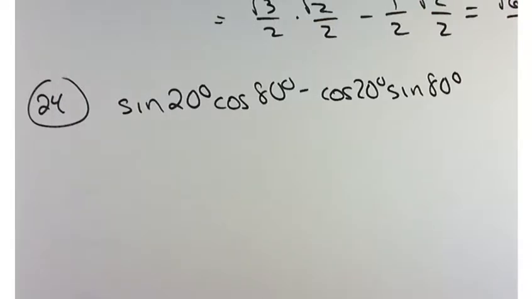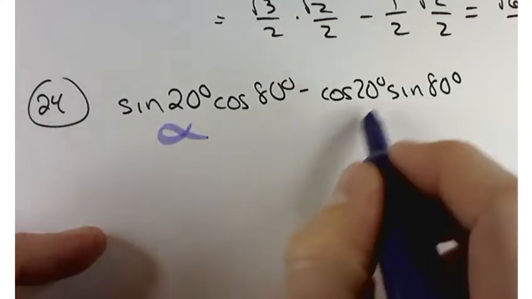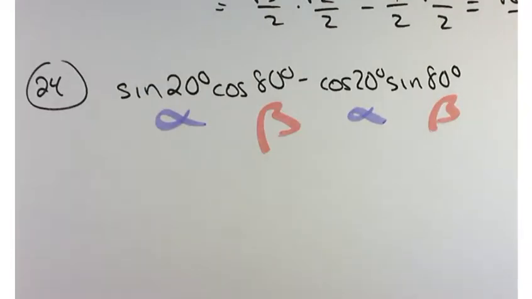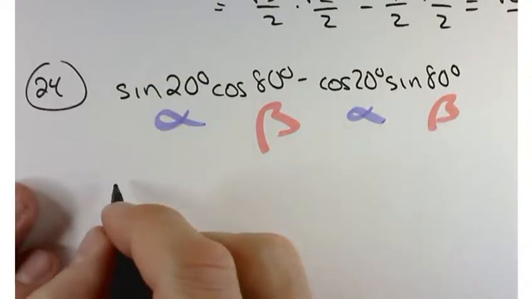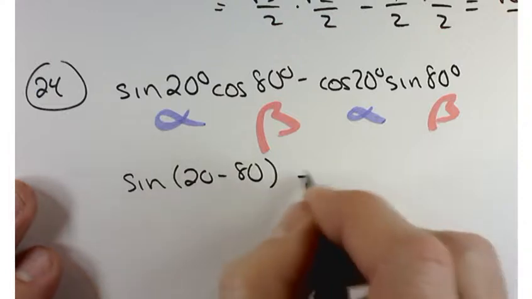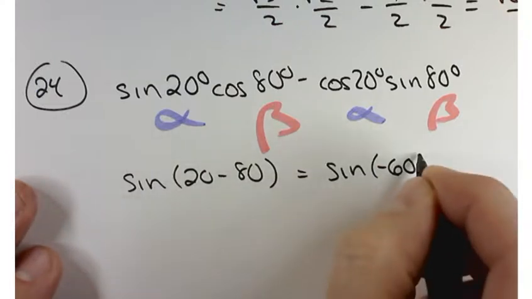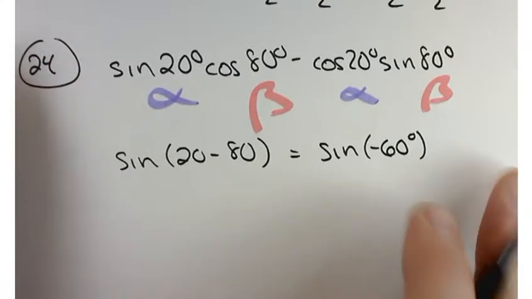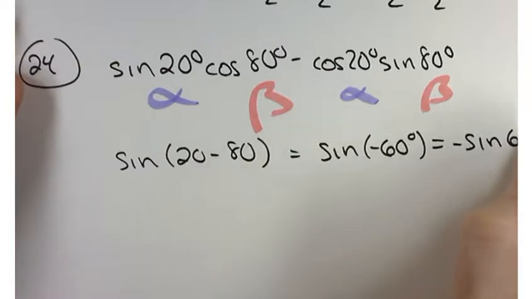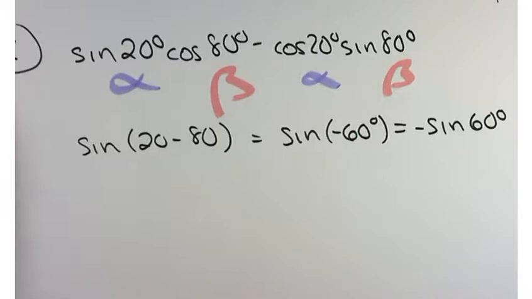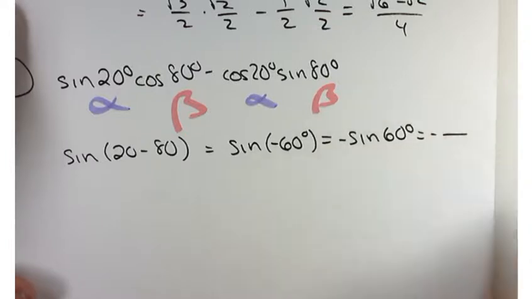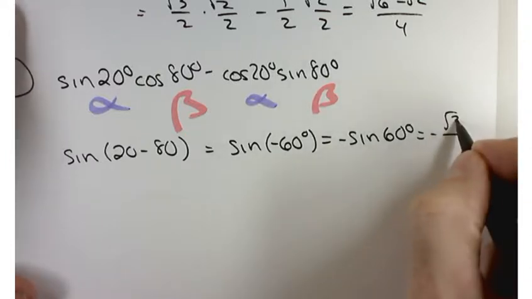You can work this backwards. Here's your alpha, and here's your beta. So I'll rewrite this as the sine of 20 minus 80, or the sine of negative 60. Let's use our even-odd properties. That's negative the sine of 60. Anyone got the sine of 60 on their fingertips? Thank you. Root 3 over 2.